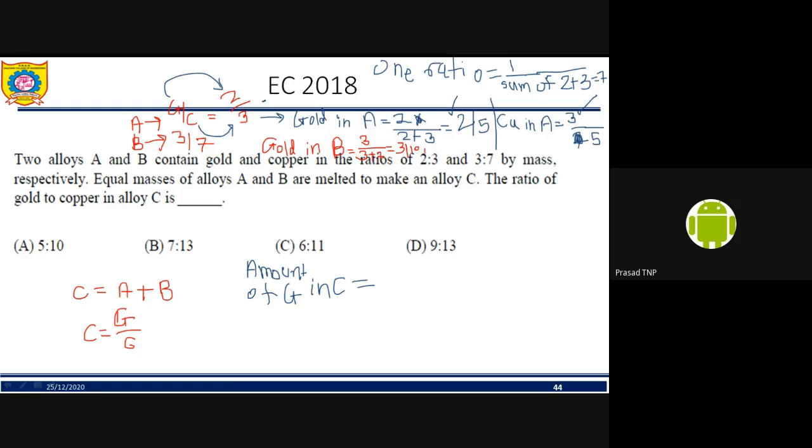3/10. And now copper in B. For copper in the alloy B it is 7. Here you can check 3:7. 7 divided by the sum of ratio terms, which means 3 plus 7 is 10.